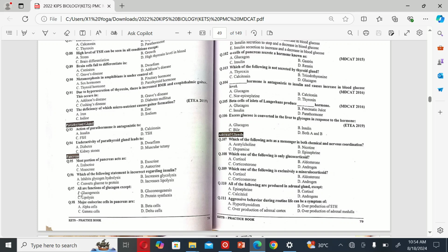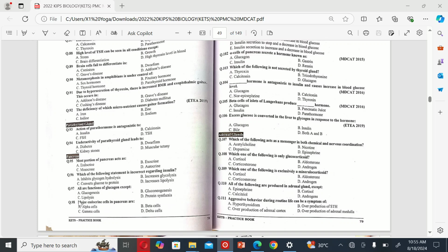The next MCQ is: all are functions of glucagon except A. Glycogenolysis, B. Gluconeogenesis, C. Lipolysis, and D. Protein synthesis. So the correct option is D.